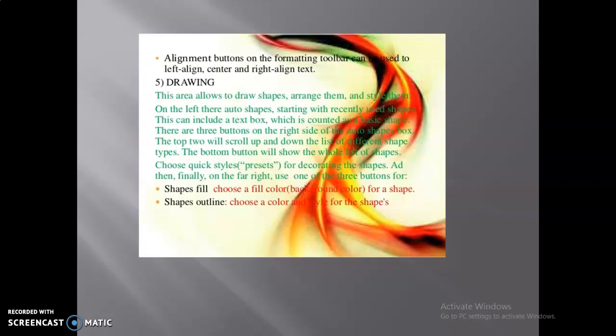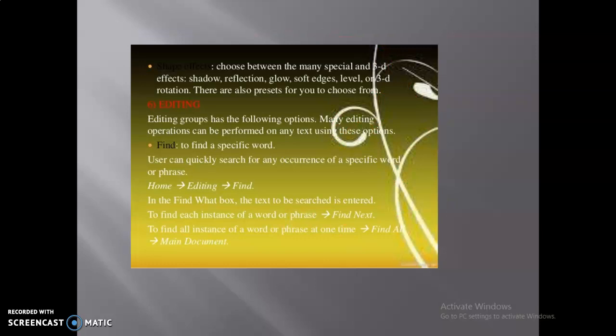First of all, this area allows you to draw shapes, arrange them and style them. Shape fill will choose a fill color. Shape outline: choose a color for the shape outline. Then editing. The editing group has the following options.